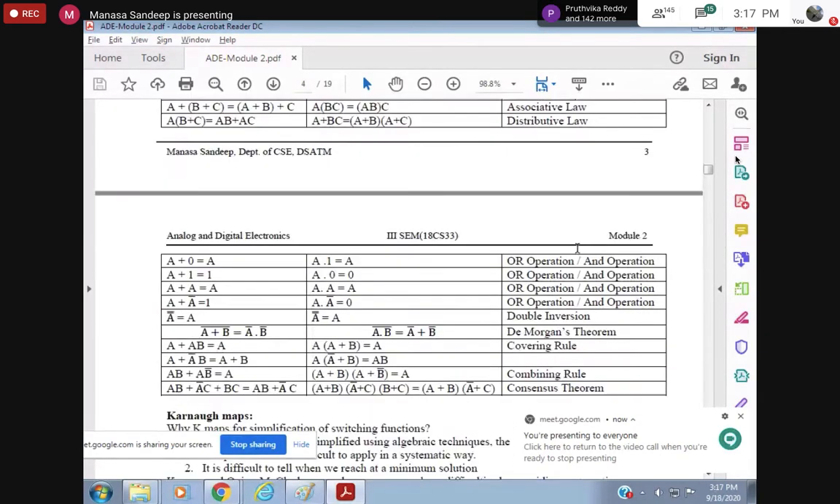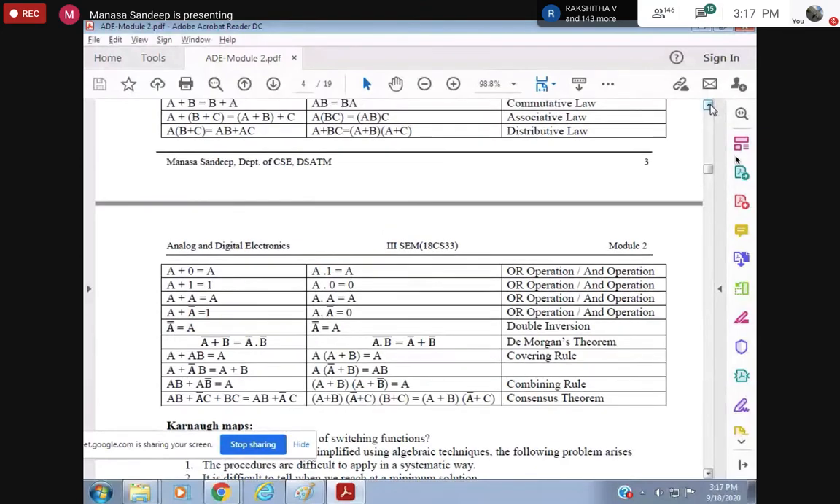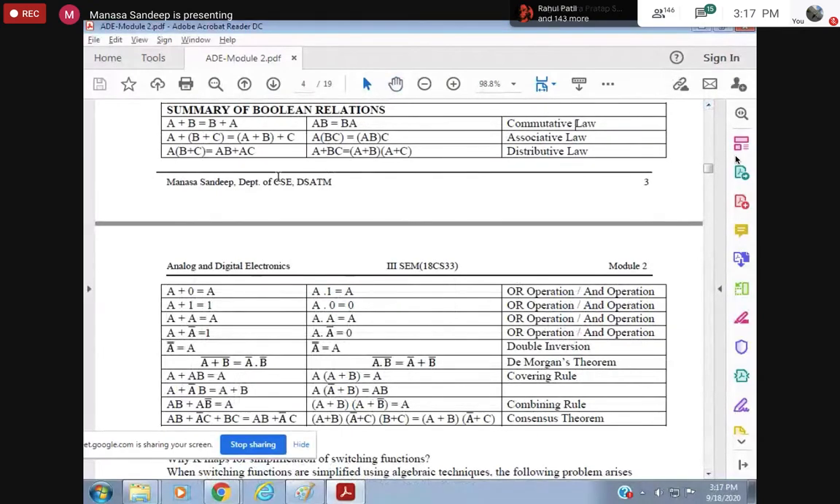Before coming to the next class, take a pic of this one. You should know this. This is the summary of the Boolean relationships. If you have not read this, or if you have any doubts about why it is so, you can refer to this and come to the next class so that you can easily understand the things. Are you done?